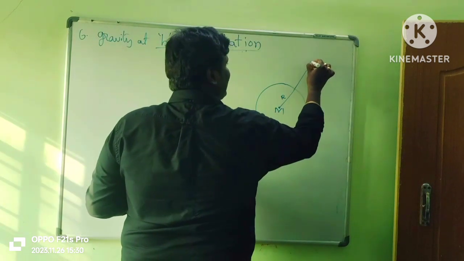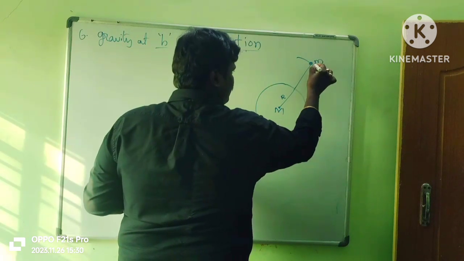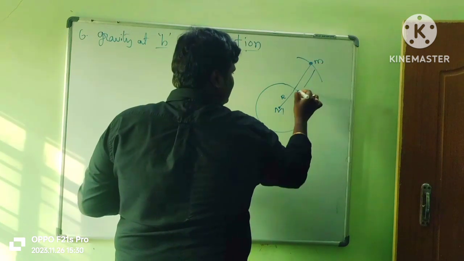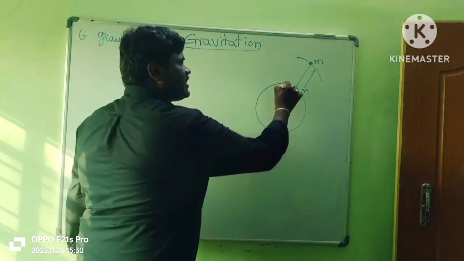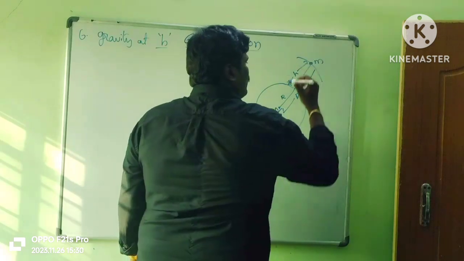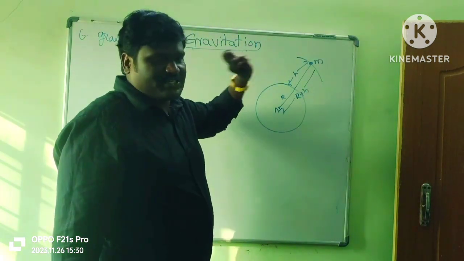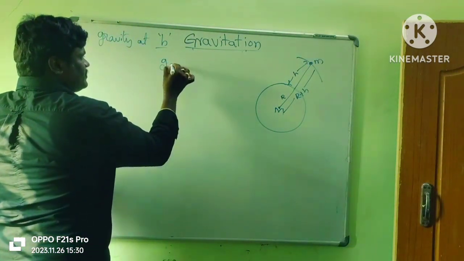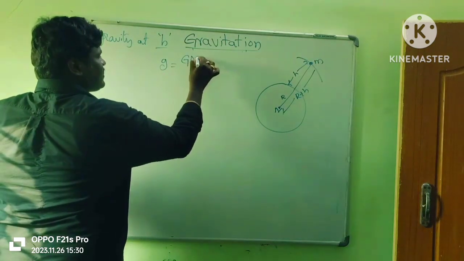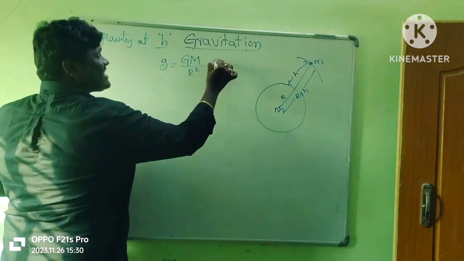But at certain height h, what is the gravity of an object of mass m? From the center it is r plus h, and from the surface to this point it is h. Now what is the earth gravity of an object of mass m at this point? For that we know the formula g is equal to capital G, capital M by r square.